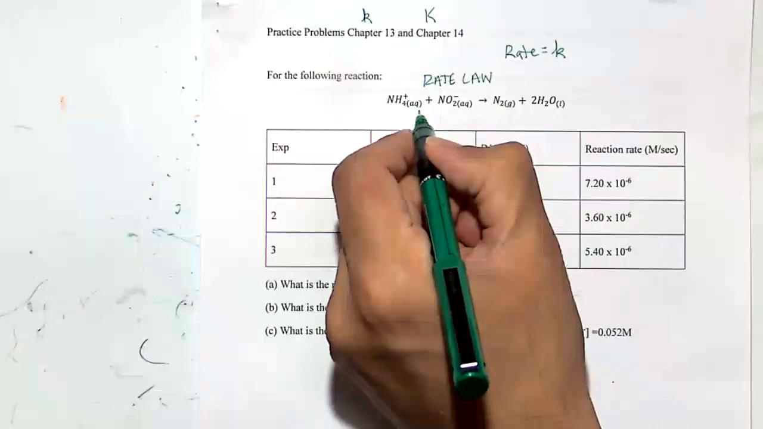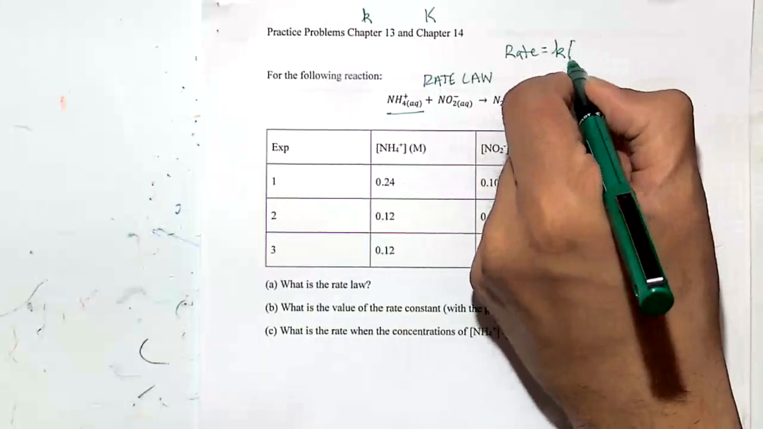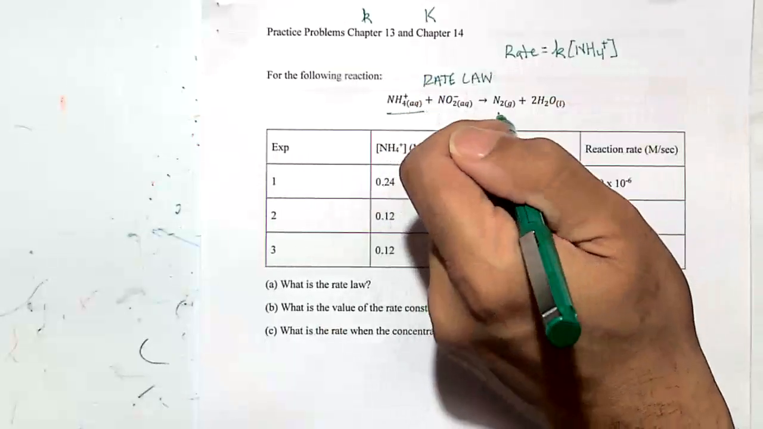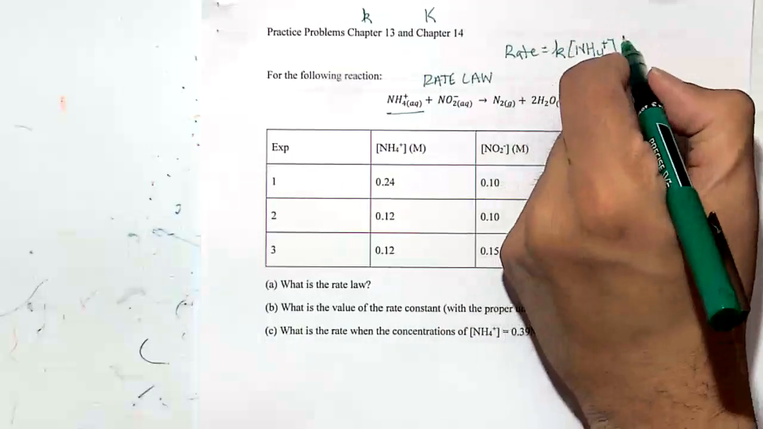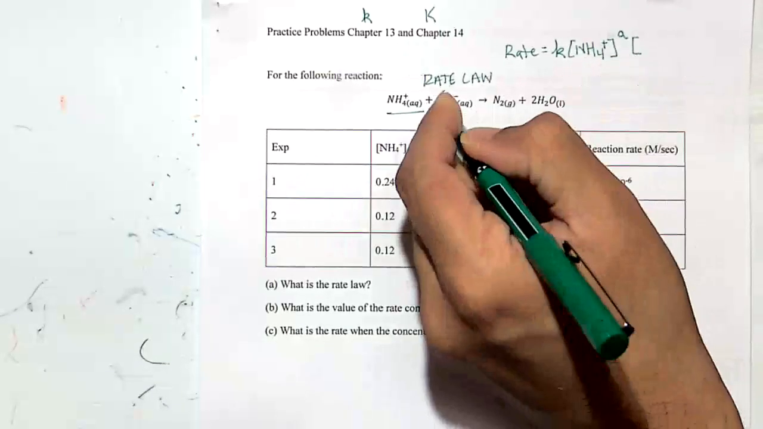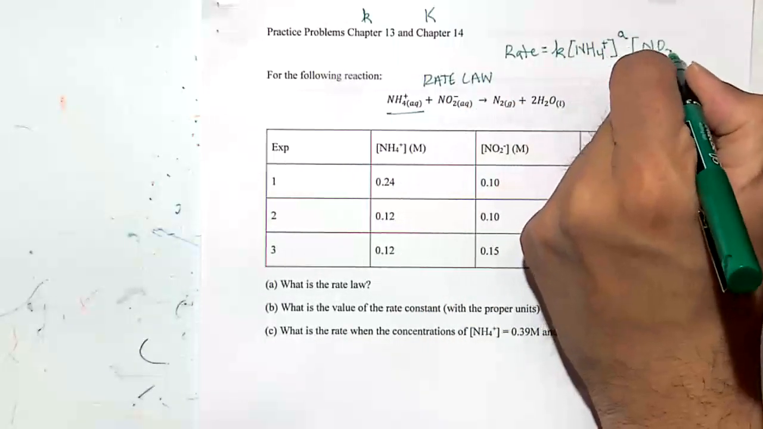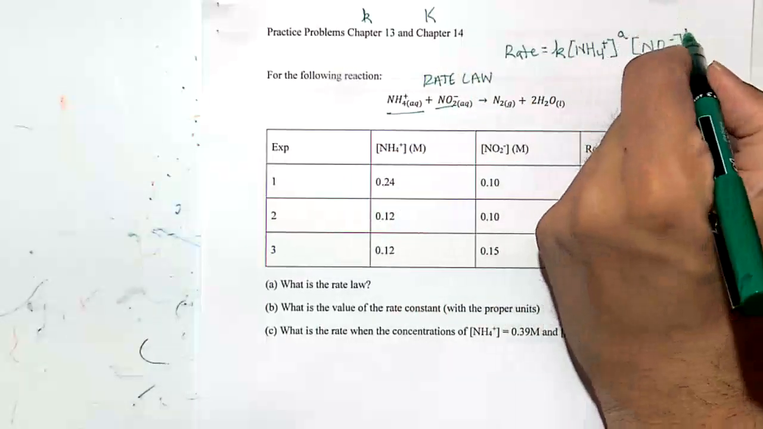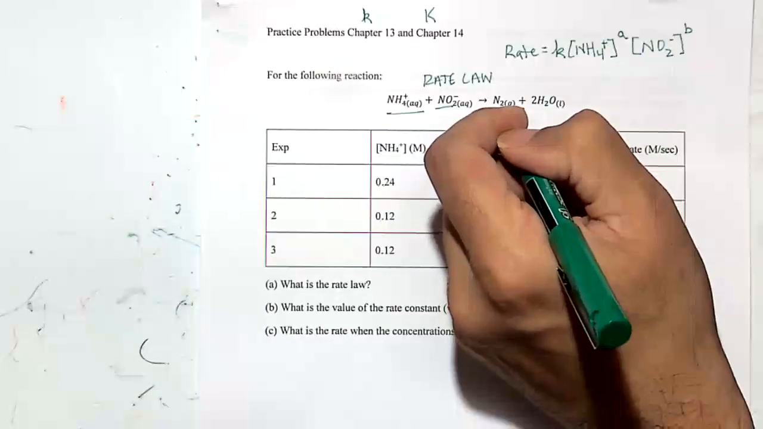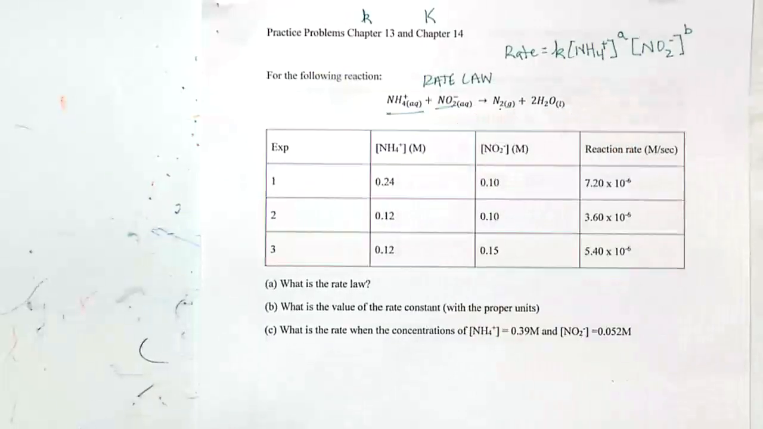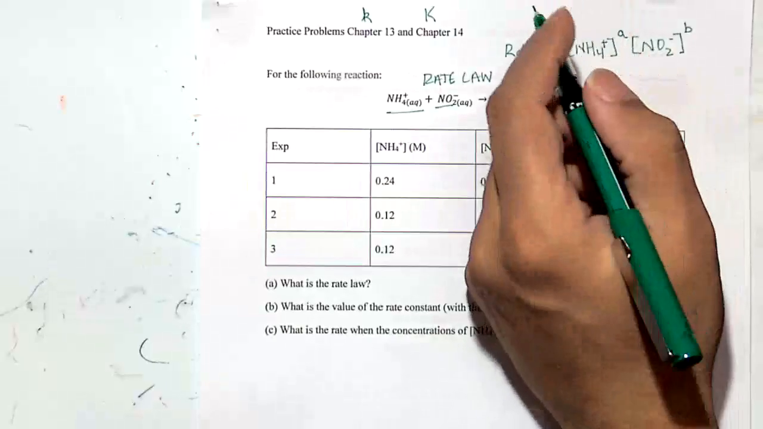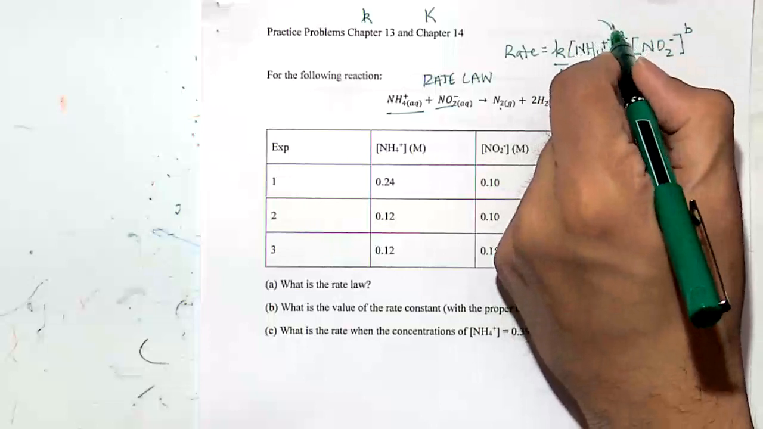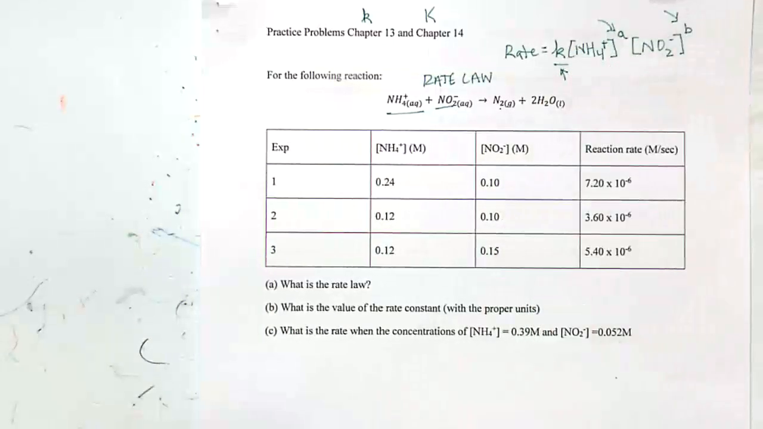So in this particular reaction, NH4 plus will have a concentration, and it decays as it gets converted to the products N2 and water. That decay, we'll call exponent A. The second reactant is NO2 minus, called nitrite, and it will decay to some order. We'll call it exponent B, and that too will decay to N2 and water. So in this particular question on the practice test, we need to find K, and then we need to find exponent A and exponent B.